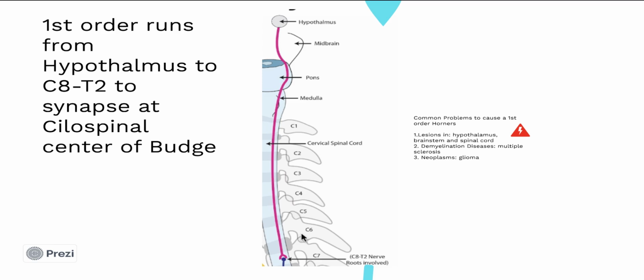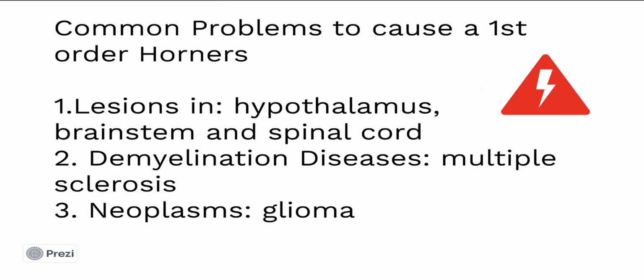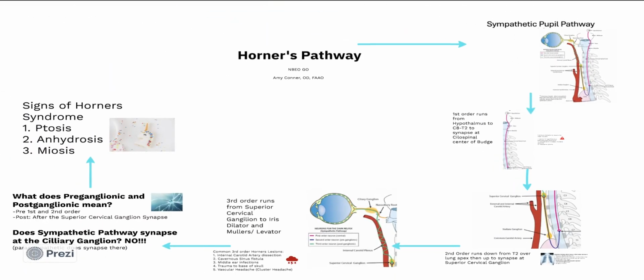And then if you're thinking about the location of this first order neuron, then think about what could cause it. I wouldn't waste time memorizing this. I would just know if there's a lesion in that location, that's probably going to cause a first order neuron problem. The lesions in the hypothalamus, the lesions in the brainstem or spinal cord, demyelinating diseases like multiple sclerosis, and neoplasms like glioma. Like I said, if you know where the location of the first order is, then you can figure out what problems could cause it. I would not waste time memorizing that one.